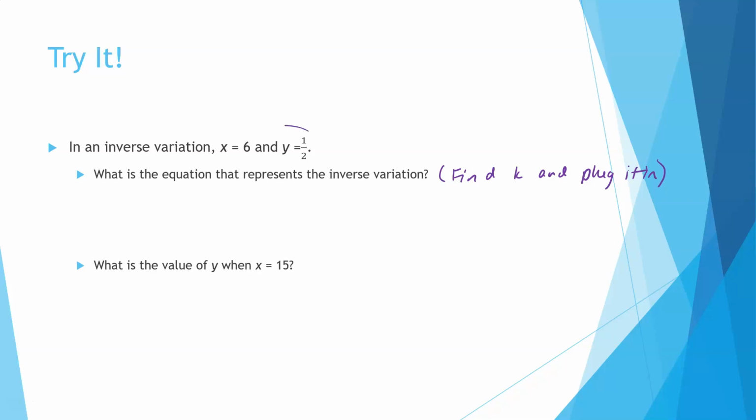Hopefully for this first one, you knew you had to find k, which again is x times y, so 6 times 1/2, and you got 3. So the answer when it asks you just for that equation is y equals 3 over x.